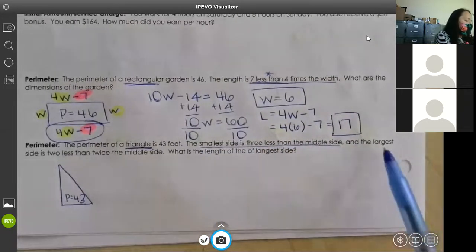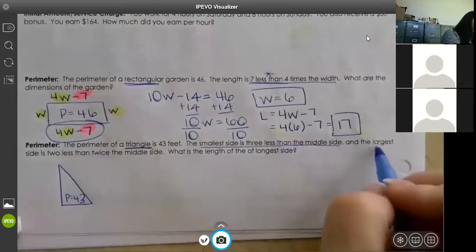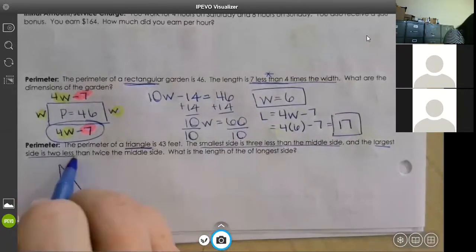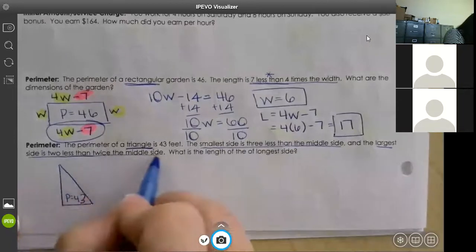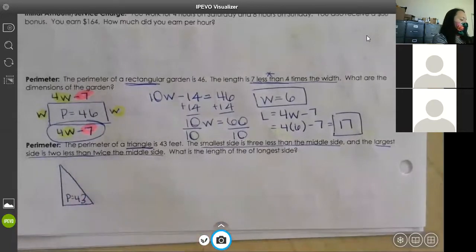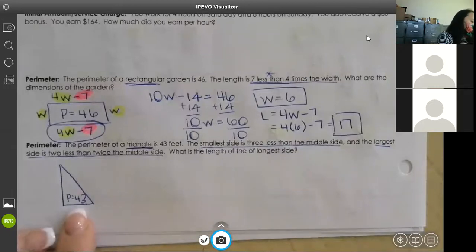I'm going to finish reading. The largest side is 2 less than twice the middle side. Okay. Let's start with this one. The smallest side on mine is going to be the bottom. It does not matter what side you put it on. I don't care. Okay. The smallest side.